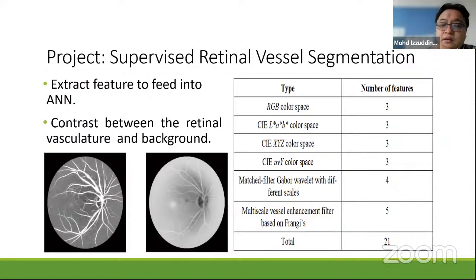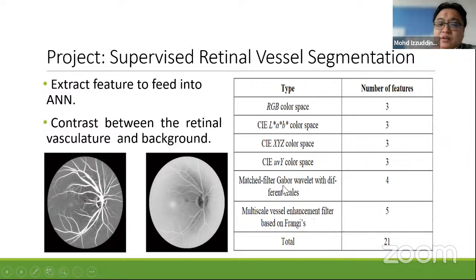For any neural network, the most important thing is to extract good features. So we have to decide what kind of features will discriminate, so that we can distinguish between the retinal vessels and also the background. There must be some kind of contrast. So what we wanted to do is just to convert the original retina image into these color spaces. This will be our new features. Why are we doing this? The motivation is to perceive the image as how humans perceive it. These are some of the color spaces that we have used.